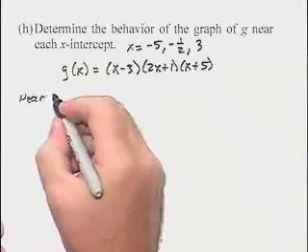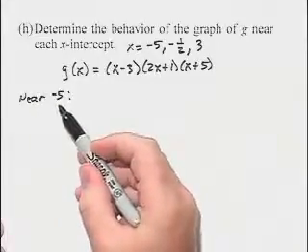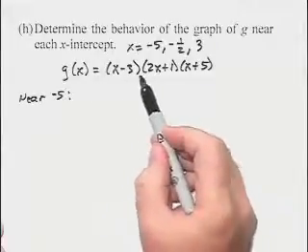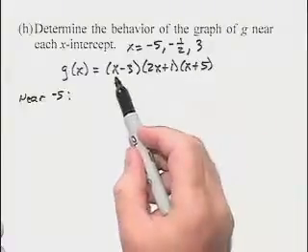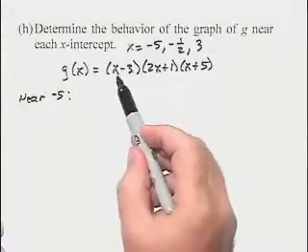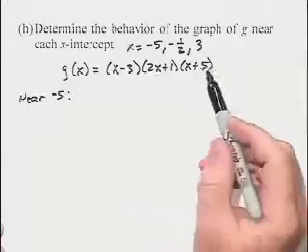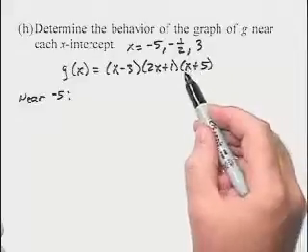We'll start with -5. To find the behavior near -5, we're going to evaluate the function at -5 in each of the 2 factors except x plus 5. So we're going to evaluate g of x. In this first factor, we'll let x equal -5. In the second factor, let x equal -5. But we're not going to evaluate this third factor at -5 because that would give us 0.